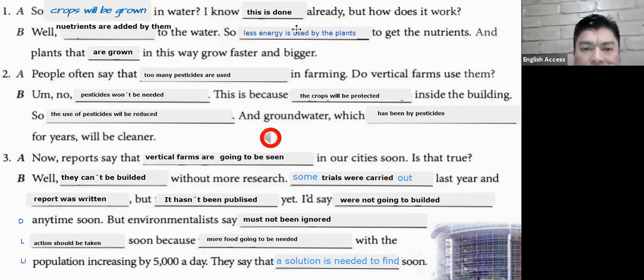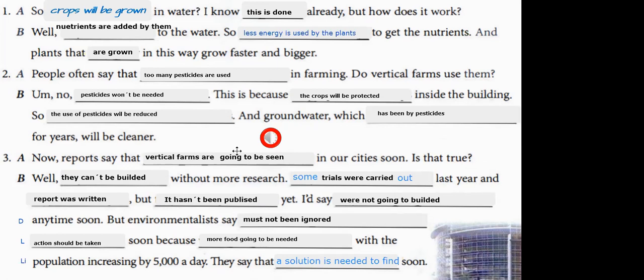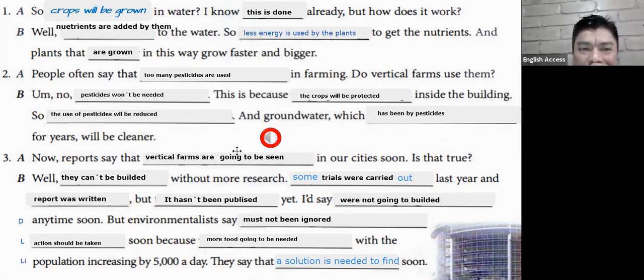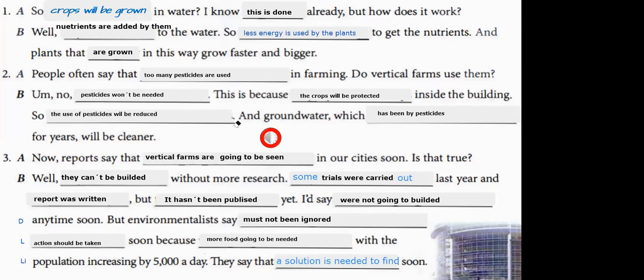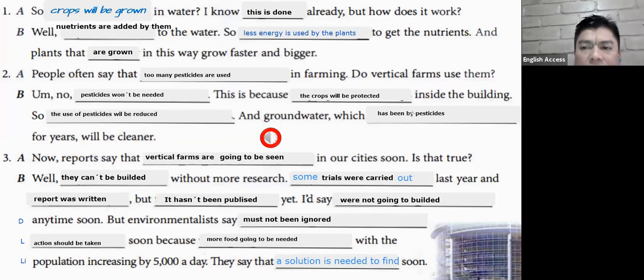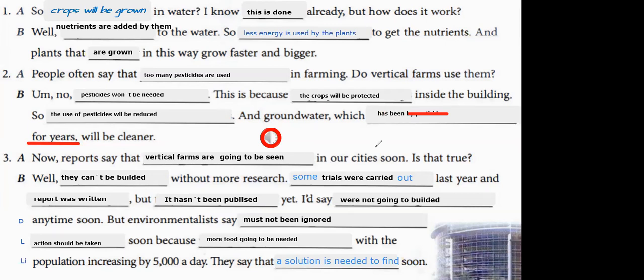Hello. Hi. Yes. Are you doing something or are you waiting for me? Yes, Liliana? In the number 2, in the last line, I only heard which has been for years without by pesticides. Is that what you heard? Only which has been? Which has been for years? You have a verb be here. Is that complete?